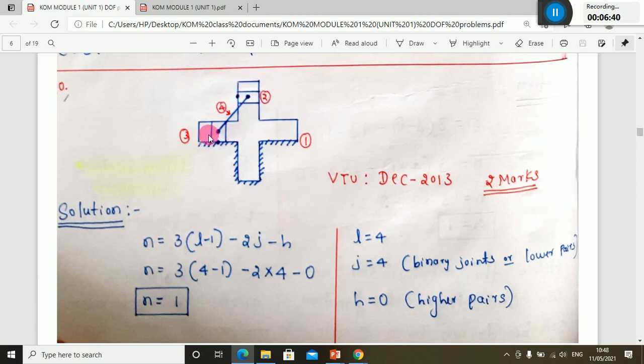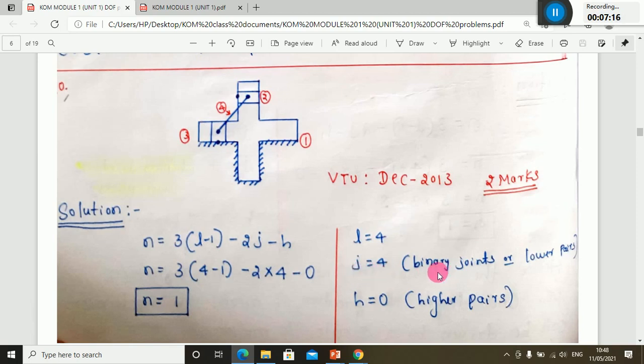Again, between this slider, the link 3, and this link 4, there is one more joint. That is also binary. Okay, 2 binary joints plus a number of lower pairs. As I said, there are 2 surface contacts between this slider and the first link, and between the slider and the frame. So 2 plus 2 is 4. Total J is equal to 4.